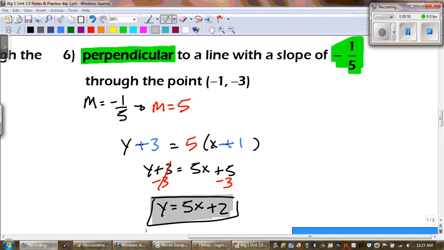Okay, the opposite reciprocal of negative 1/5 is 5. So our slope is 5. So y plus 3 equals 5 parentheses x plus 1. Distribute and you get 5x plus 5. Subtract 3 and you're left with y equals 5x plus 2.